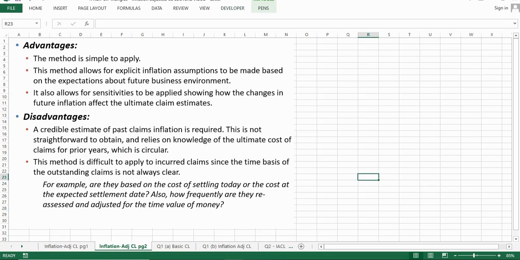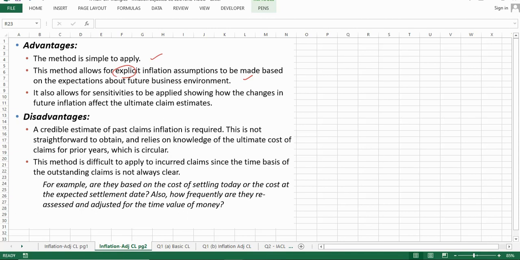So it is simple to apply, we will see that. It allows for explicit inflation assumptions to be made based on the expectation about the future business environment. Third, it allows for sensitivities to be applied, showing how changes in future inflation affect the ultimate claim estimates. So we are able to perform sensitivity analysis to see how employing or not employing the inflation rates on the future claims will affect the reserve for unpaid claims.